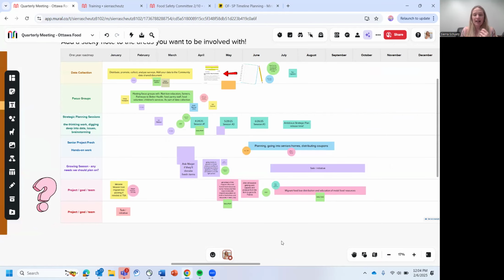All right, moving on from our calendar, and just another plug: please add your name on a sticky note to one or multiple of these initiatives, just so that I know that you want to be plugged into this better.